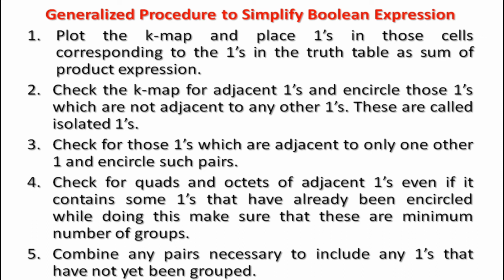The fifth one says to combine any pairs necessary to include any ones that have not yet been grouped. Apart from the pairs, quads and octs, if any other ones have not yet been grouped, we need to group and combine them. And lastly, once all the ones have been grouped, we have to form the simplified expression by summing the product terms of all the groups. These are the generalized procedures which we'll be using to simplify the Boolean expression.